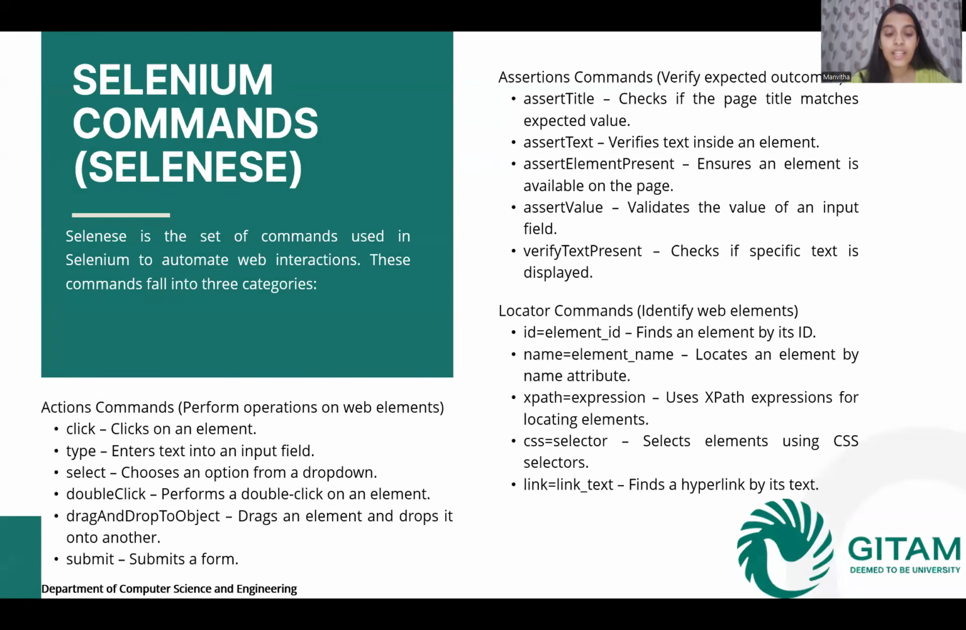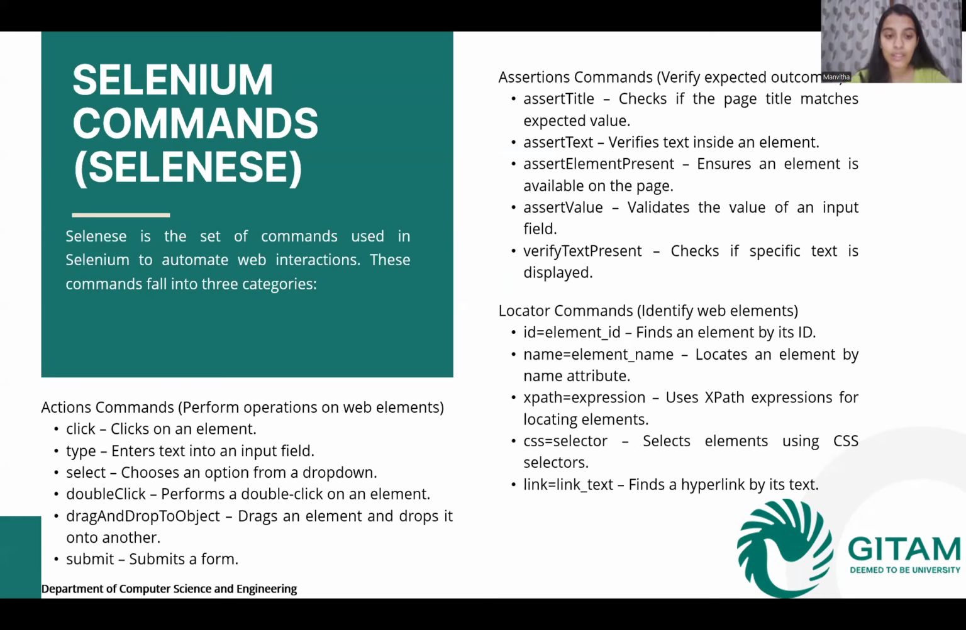Selenium commands. Selenium uses a set of commands called Selenese to automate web interaction. These commands help us interact with different elements, verify results, and locate elements on a web page. Selenium's commands are divided into three categories: actions, assertions, and locators. The action commands perform operations like clicking buttons and entering text. For example, the click command simulates a mouse click and type enters text into an input field.